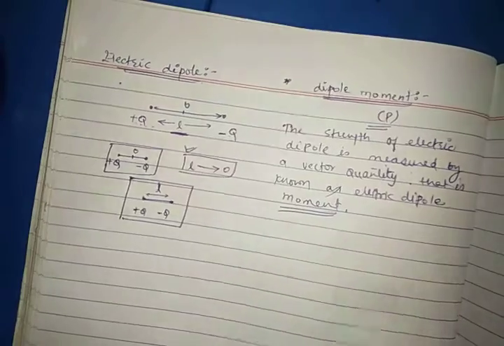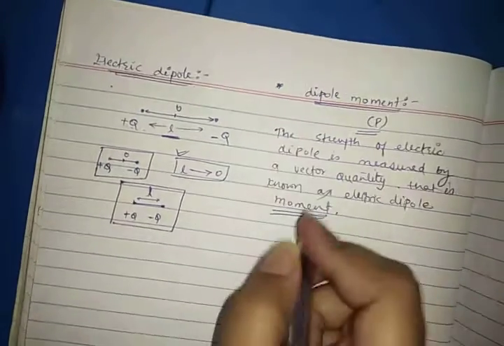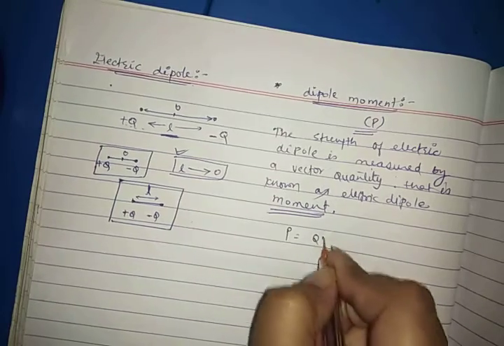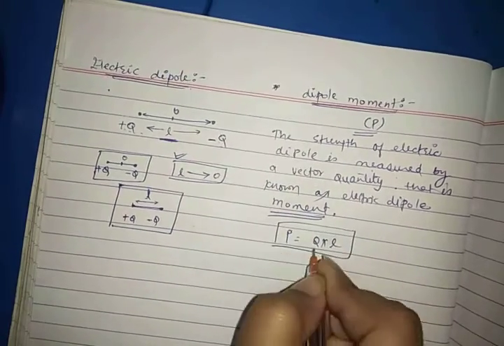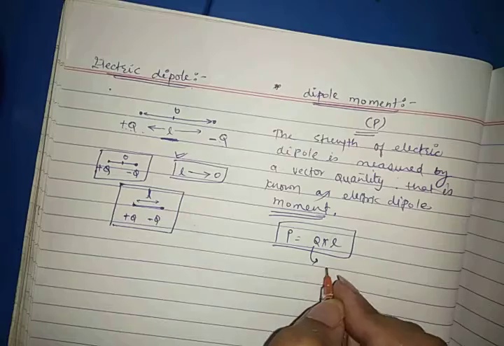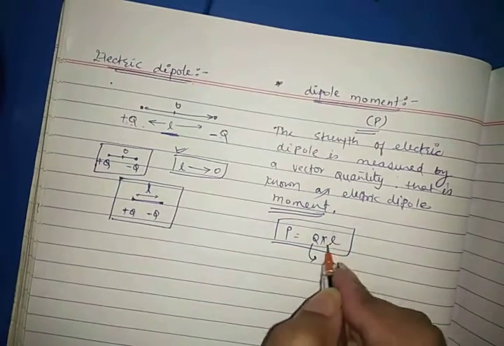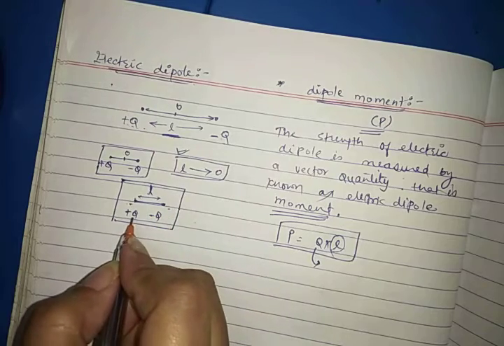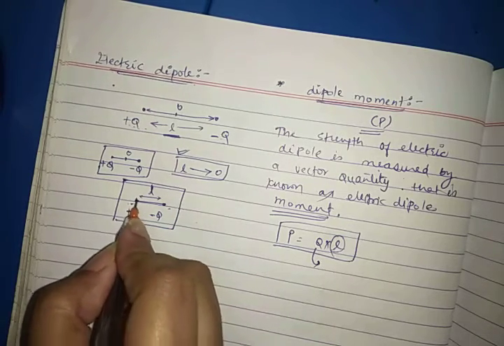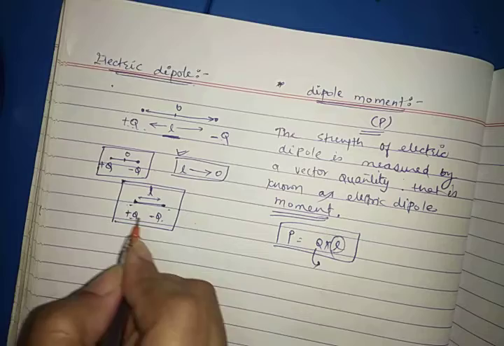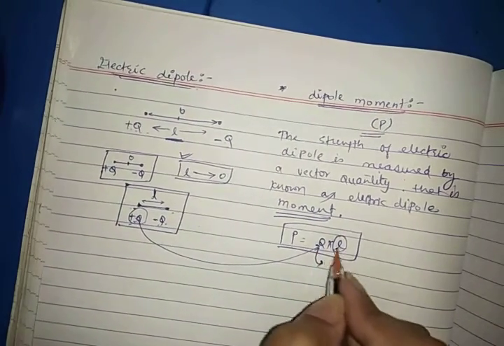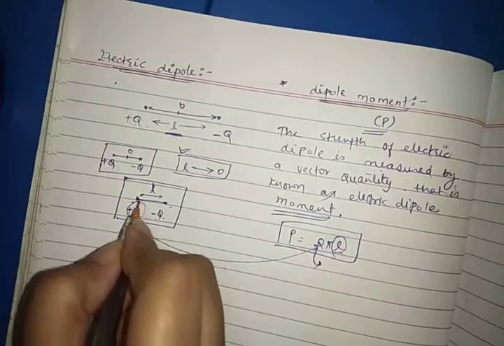Now, how is the strength of this dipole found out? It is found out by using the formula P equals Q into L, right? Where Q is the magnitude of charge. L is the distance between these two charges. What we are saying is that when two equal and opposite charges have equal magnitude, any one of the magnitudes is used here, into the length between these two charges.